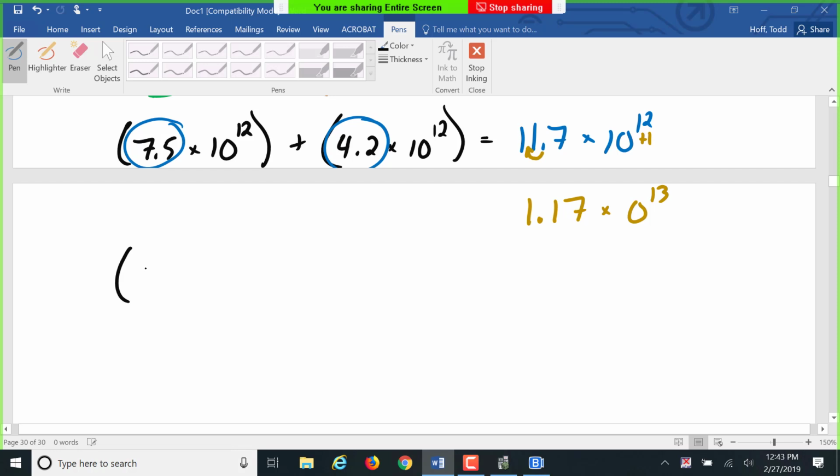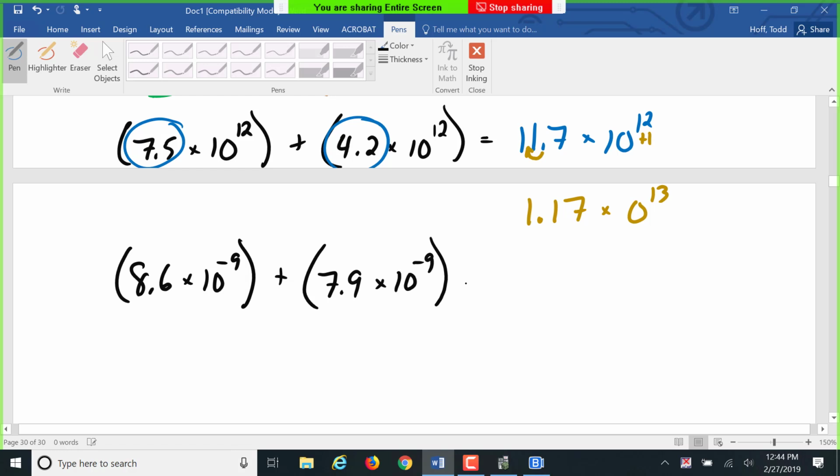So I'm going to have you try 8.6 times 10 to the negative 9th plus 7.9 times 10 to the negative 9th. I'll give you about 20 seconds or so to see what you come up with there.